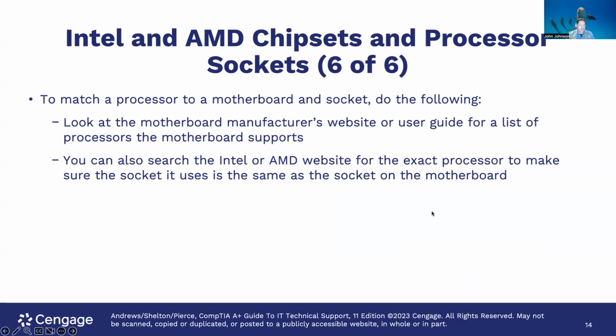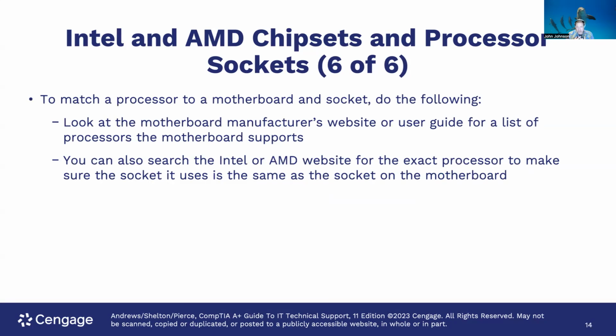So to match a processor to a motherboard and socket, you need to do the following. You look at the motherboard manufacturer's website or user guide for a list of the processors the motherboard supports. You can also search the Intel or AMD website for the exact processor to make sure the socket it uses is the same as the socket on the motherboard.